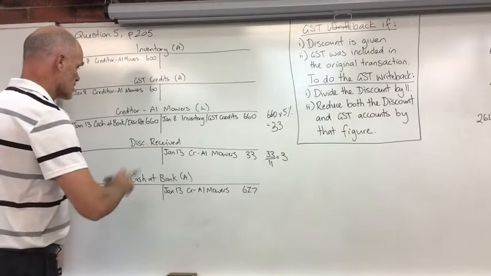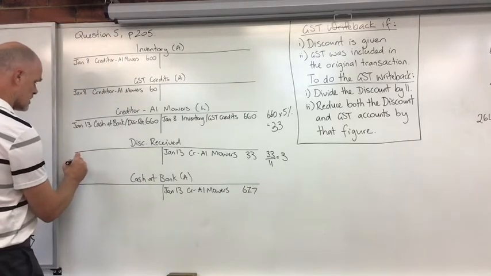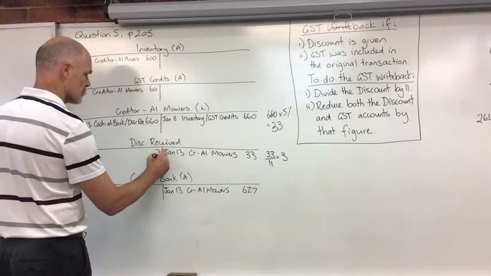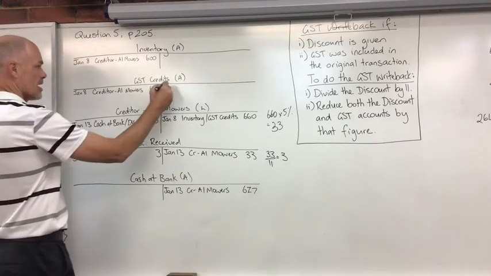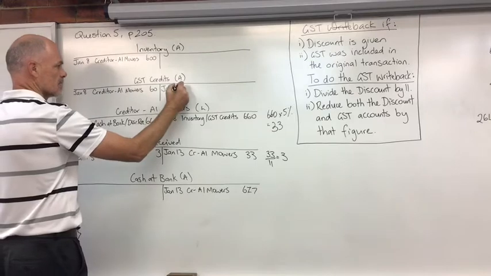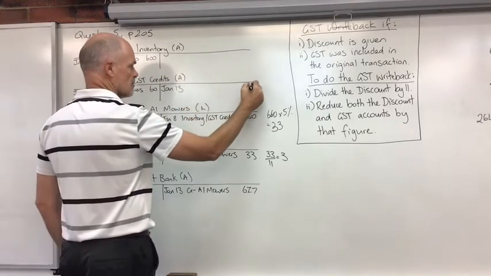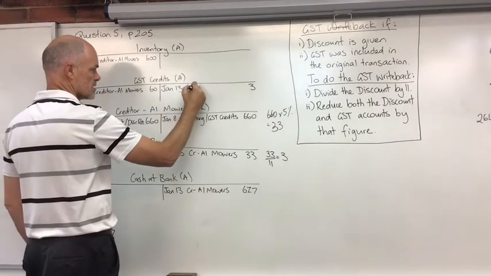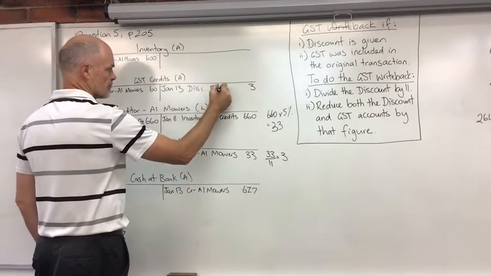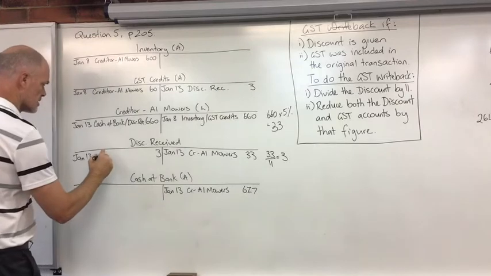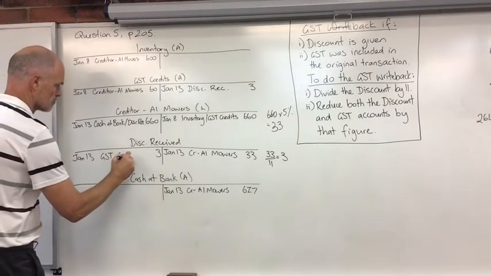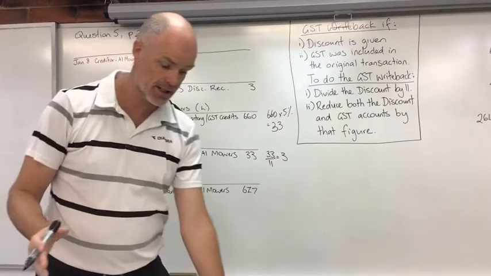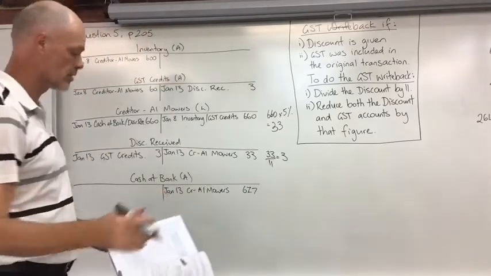So on January the 13th, we're decreasing the discount by our $3, and we're also decreasing the GST credits by $3. And the cross-reference there are just those two accounts. So here it's discount received, and here it's GST credits. Now we've completed that transaction where we paid off A1 Mowers.